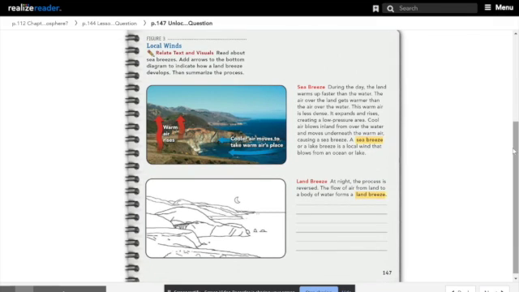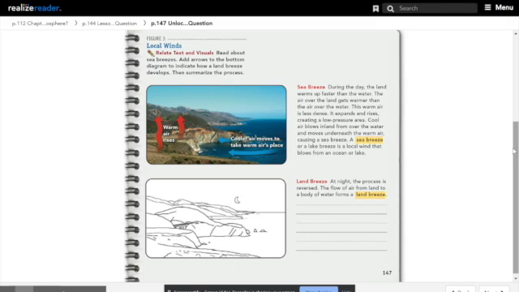So during the day, the land warms up faster than the water. The air over the land gets warmer than the air over the water. The warm air over the land is less dense. It expands and rises, creating a low-pressure area above the beach or around the beach. Cool air blows inland from over the water and moves underneath the warm air, causing a sea breeze. A sea breeze or a lake breeze is a local wind that blows from an ocean or a lake.